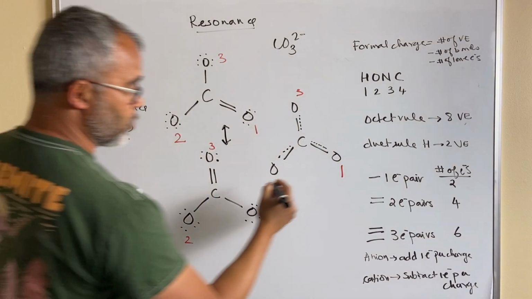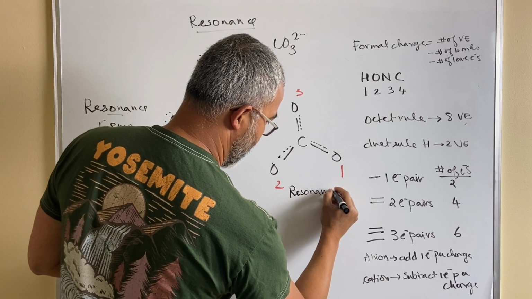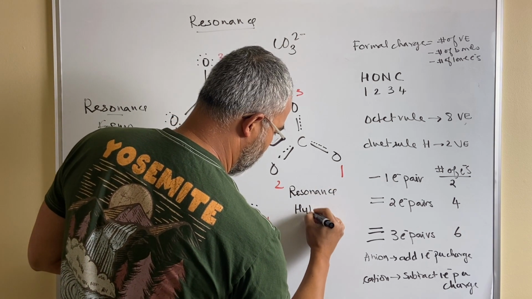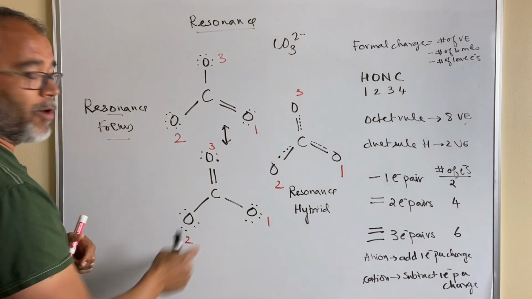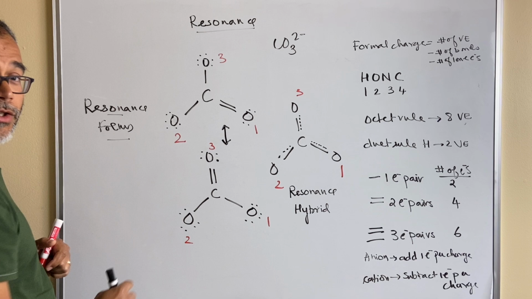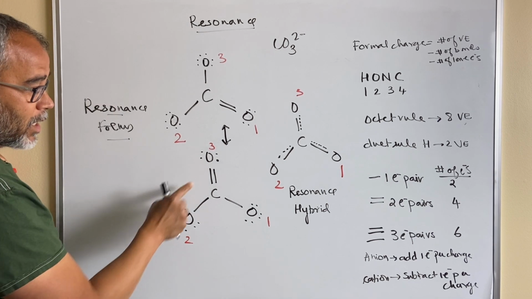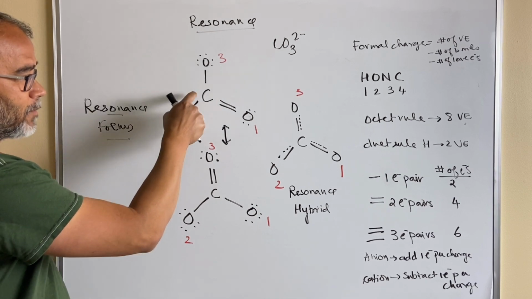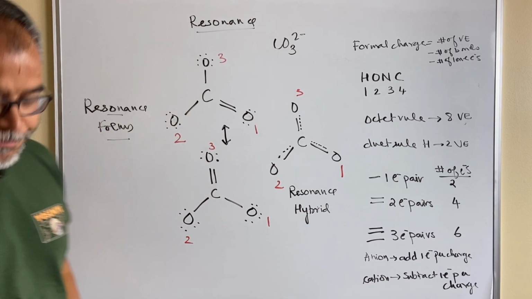Now what I just drew is called a resonance hybrid. So in reality, the structure is kind of a hybrid between these two, and actually there are 3, because you could draw a third structure where the double bond is between the carbon and the oxygen number 2. Okay, if that made sense.